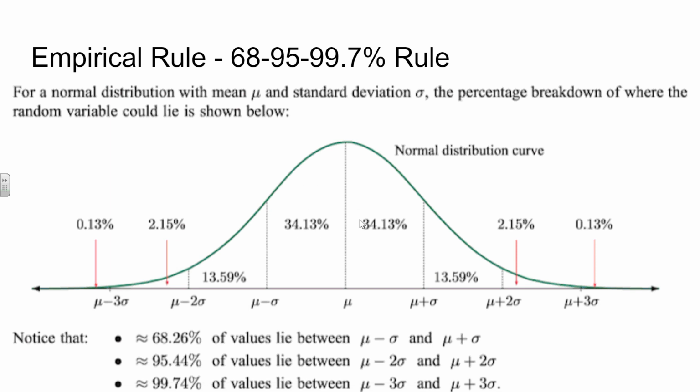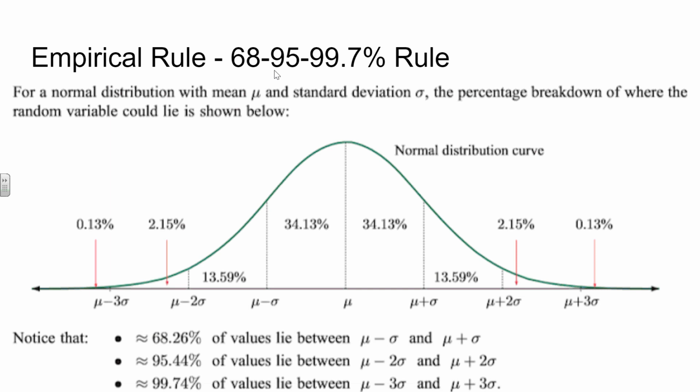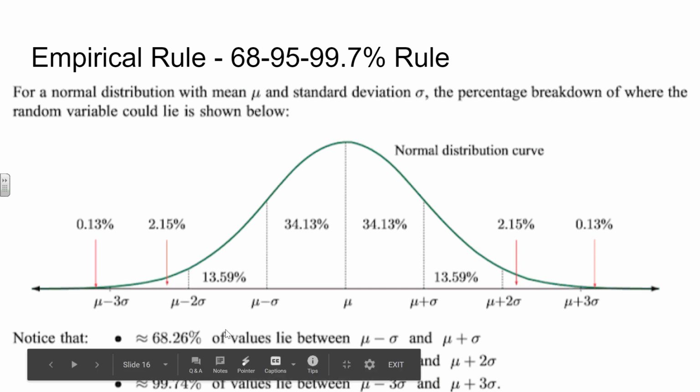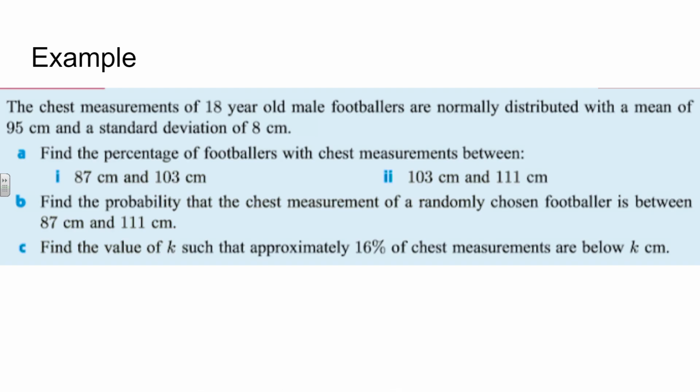So it's referred to as the 68, 95, 99.7% rule because if you added these two percentages together, that's about 68%. And if I added 13.59, 34.13, 34.13, and 13.59 again, that's the percent of observations within two standard deviations from the mean. So within one standard deviation of the mean, about 68%. Within two standard deviations of the mean, about 95%. And then if I went and added in these 2.15s on both sides, I'd get about 99.7%. You can see a little bit more accuracy in the numbers down here at the bottom of the slide: 68.26, 95.44, and 99.74%. All right, so let's put that into practice.